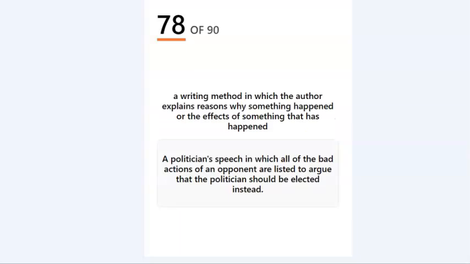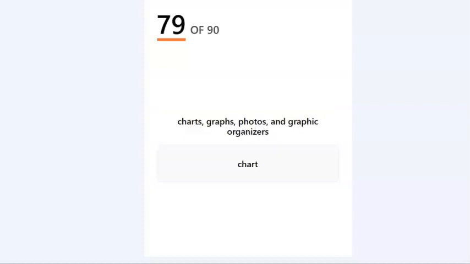Cause and effect. A writing method in which the author explains reasons why something happened or the effects of something that has happened. A politician's speech in which all of the bad actions of an opponent are listed to argue that the politician should be elected instead. Graphic features: charts, graphs, photos, and graphic organizers. Chart.